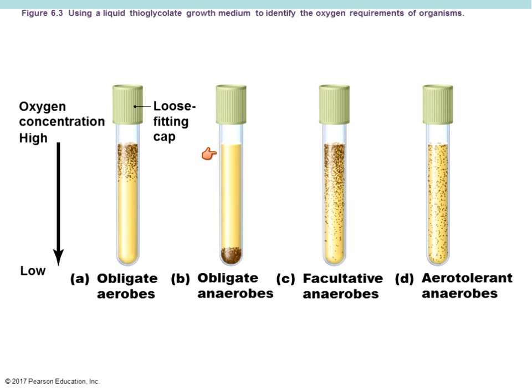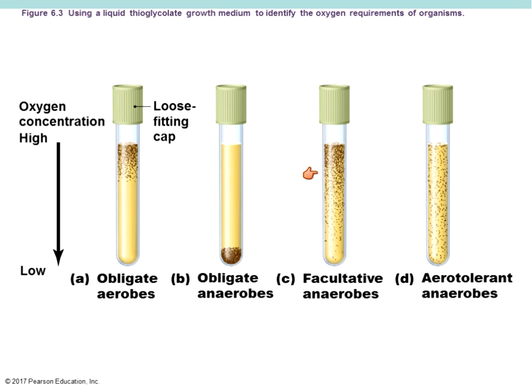For obligate anaerobes, they can't deal with oxygen. They don't have any of the enzymes available to deal with oxygen in its toxic form. So as a result, we should expect to find them growing at the bottom of the tube, where there is the lowest or the least, if any, oxygen available. Facultative anaerobes, notice how they're growing throughout the tube.